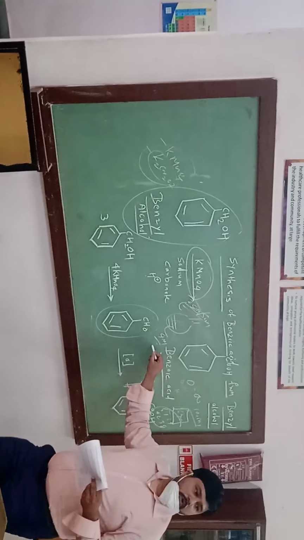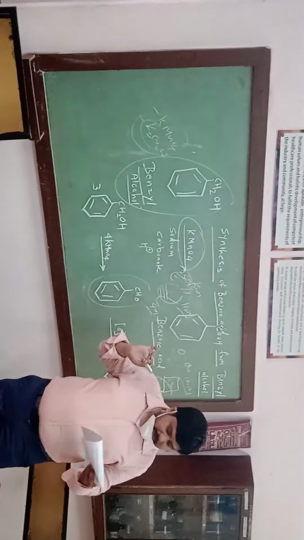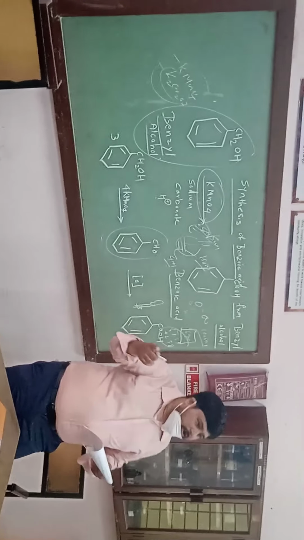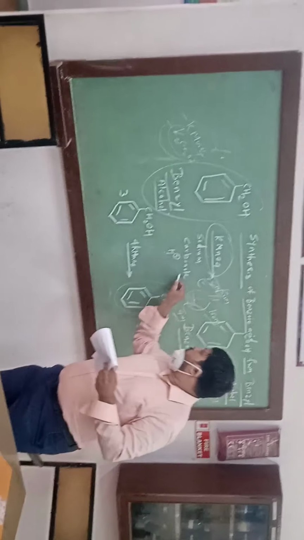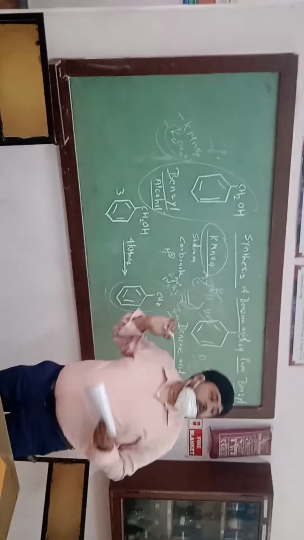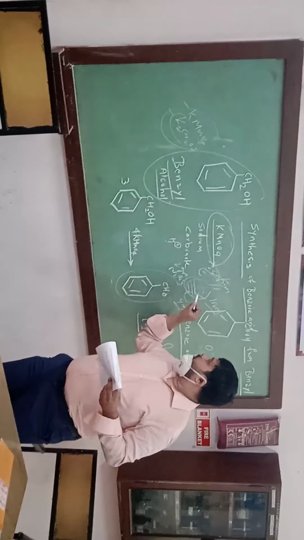100 ml. So use a measuring cylinder and take 100 ml of the KMnO4 solution, which you have already prepared. Then add it to the round bottom flask. So you have 4 ml benzyl alcohol, then you add 100 ml KMnO4 solution.